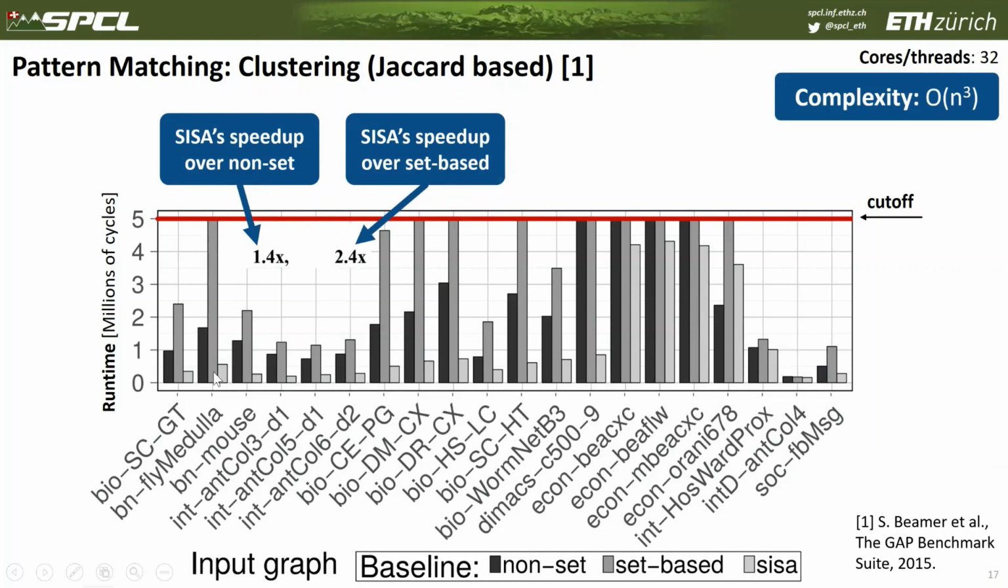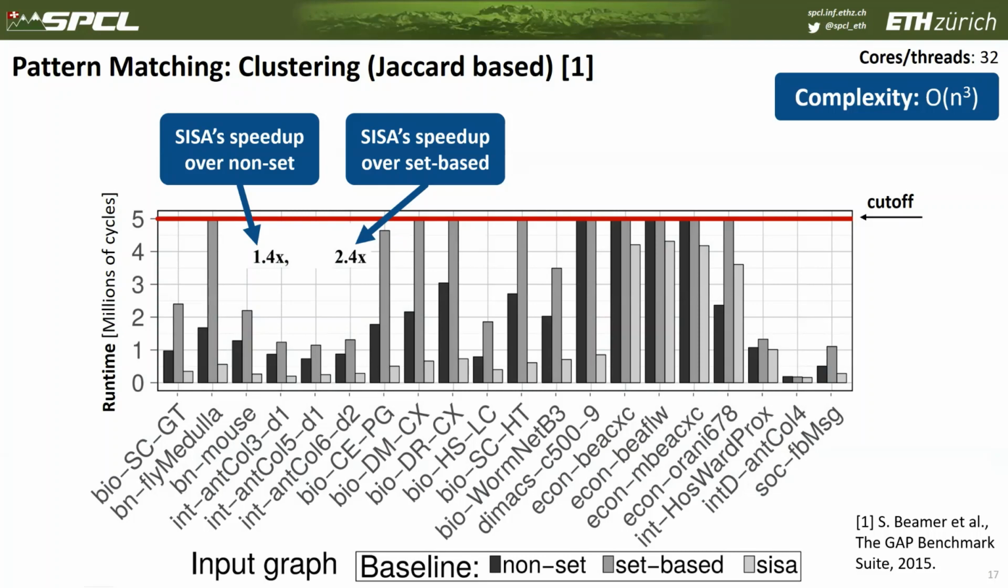What we can see here is that although SISA is the fastest out of all these baselines, the non-set variant is actually the second fastest, and it outperforms the set-based scheme. So in this example, we can see that using SISA helps a lot, but just using set formulations is not really getting us much performance. That's really because we compare to a highly optimized implementation coming from the GAP suite, and also because this clustering scheme actually has quite low computational complexity.